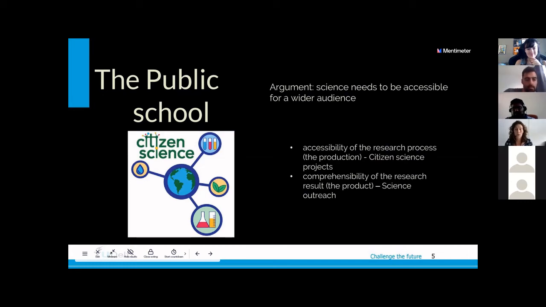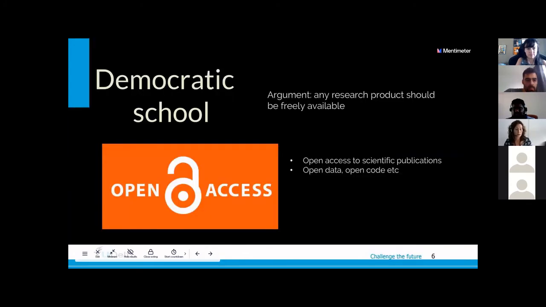The other one is the comprehensibility of research results, the product of the research. And that is more related to the science communication field. It's about how research results are published or communicated to the people. This can usually be found in science outreach projects. The next school, I think, is more identifiable for most of you.